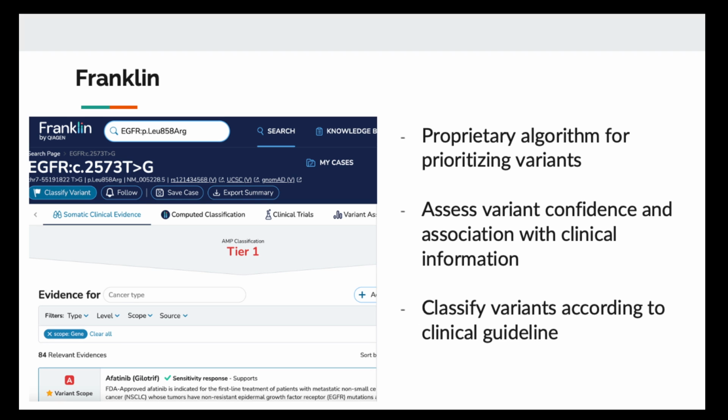Okay. So we have all these tools that can annotate the data, like whether the mutation is known, whether it's linked to certain disease, whether it's linked to certain drugs, what kind of allele frequency is there in the population. How do we summarize all this information?